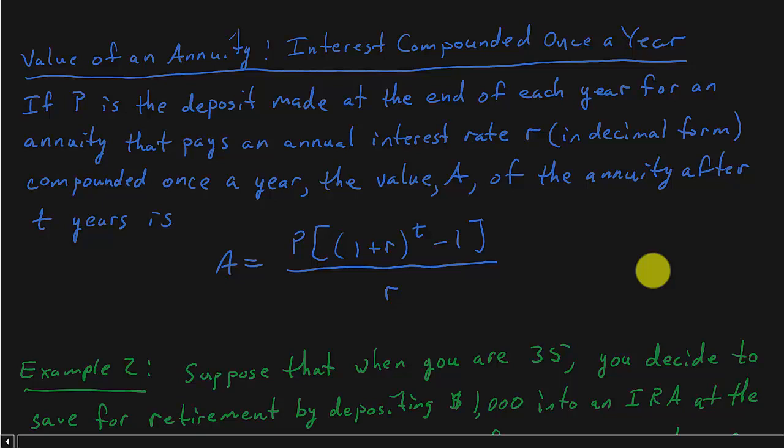Well, now we have a formula. So the value of an annuity, interest compounded once a year. Okay. So if P is the deposit made at the end of each year for an annuity that pays an annual interest rate R, and R is in decimals, compounded once a year, the value A of the annuity after T years is A equals P times 1 plus R to the T minus 1 divided by R.